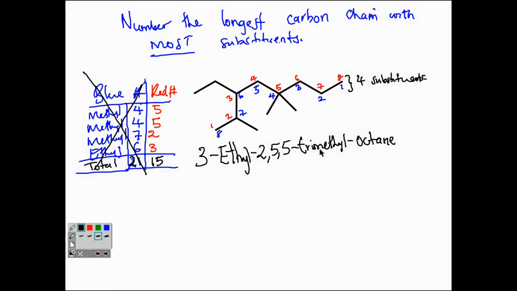One of the problems students sometimes get tricked on is this tri. Whenever you have a tri or di or tetra, don't consider the T in the alphabet. Here the only letters you're considering are the actual letters bearing the substituent, the E and M. Okay, that's good. So let's do the next.